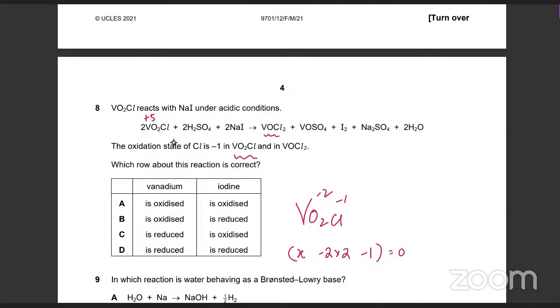And what will it be in VOCl2? It's +4. So what's happening? It's getting reduced, right? +5 to +4. And what's happening to iodine? It's going from -1 to 0. So obviously the other one is getting oxidized.